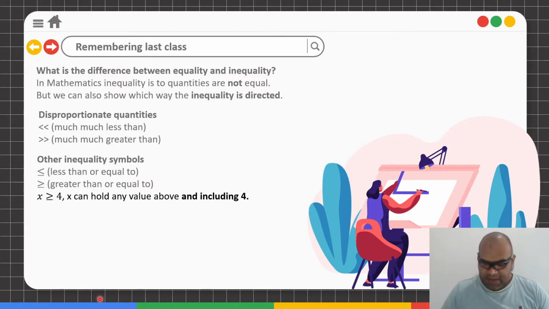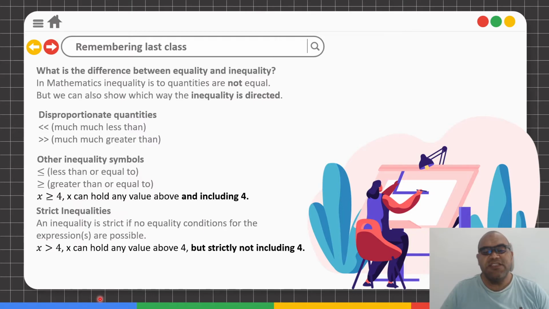Great. And we learned about strict inequalities. An inequality is strict if no equality conditions for the expression are possible. There are no equality conditions, just more than or less than. Example here: x can hold any value above 4, but strictly not including 4. 4 is not part of the group. Let's go.